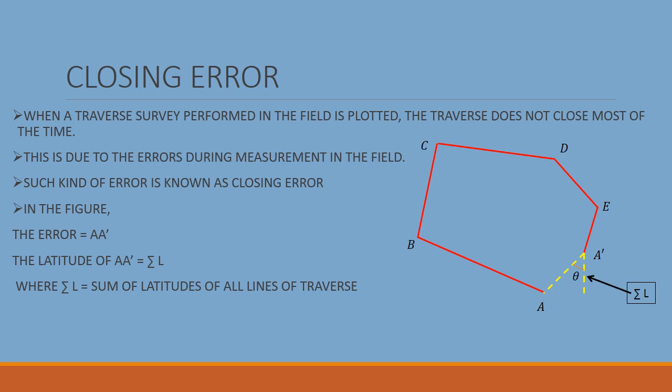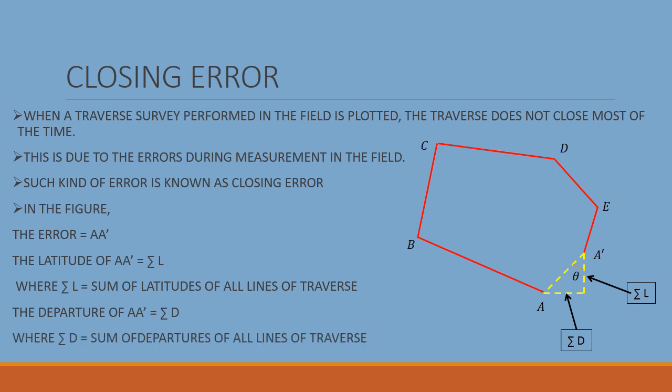Now what will be the departure value of AA dash? The departure value of AA dash will similarly be equal to summation D, represented here by the yellow dotted line. What is summation D? It is the sum of the departures of all lines of the traverse. Now we will find out the distance AA dash using the property of a right angle triangle, where we have the perpendicular and the base values represented by summation L and summation D.